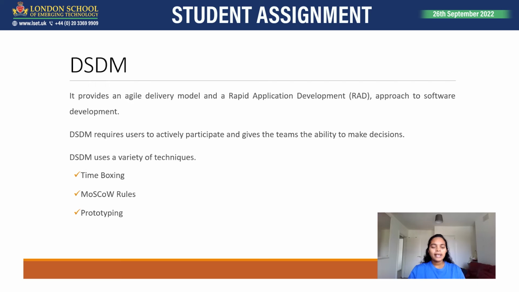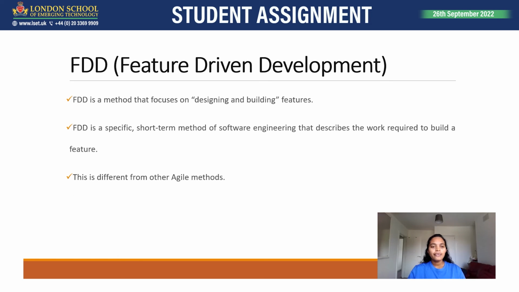DSDM. What is DSDM? Dynamic Software Development Method. It provides an agile delivery model and a rapid application development approach to software development. The DSDM requires users to actively participate and gives the teams the ability to make decisions. It uses a variety of techniques such as time boxing, MoSCoW rules, and prototyping. And then feature-driven development. This method focuses on the designing and building of features. It's a specific short-term software engineering method that describes the work required to build the software. This is different from other agile methods because it concentrates only on the design method.